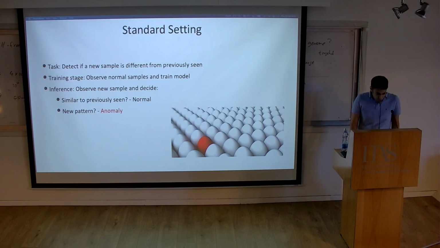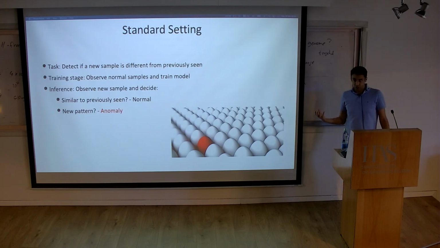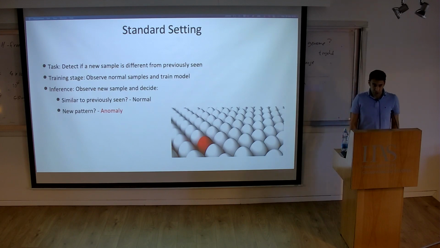So we first have a training stage. In the training stage, we have a set of normal samples. And then we have an inference stage in which we observe a new sample and we ask whether it is similar to things we've seen before. In that case, we say that it is a normal sample, and if it is different from what we've seen before, then we say that it is an anomalous sample. And so this is a fairly straightforward formulation of what we're trying to do.